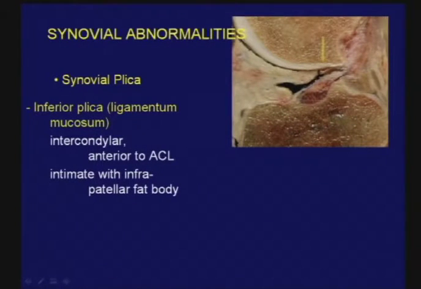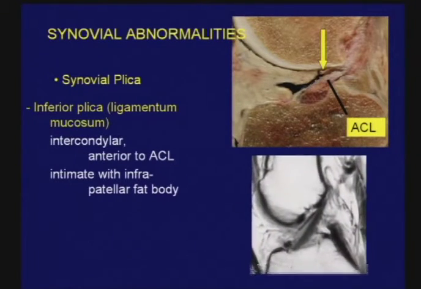The inferior plica, also known as the ligamentum mucosum, sits just anterior to the anterior cruciate ligament. It is intimate with the infrapatellar fat body. Sometimes, if it is thick, it can be mistaken for a normal anterior cruciate ligament when the anterior cruciate ligament is torn. And in fact, that was a real problem when we used to use arthrography of the knee to evaluate the anterior cruciate ligament.